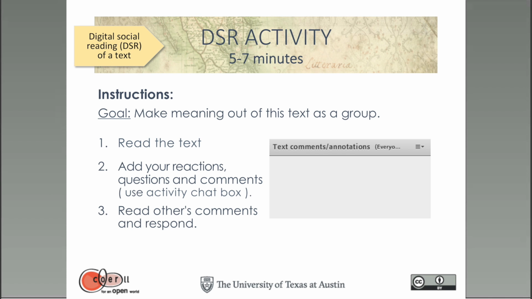So I'm going to now give you the instructions for the social reading that you're going to carry out. You can see on the bottom right of your screen a box that says text, comments, annotations. So the goal of this social reading is to make as much meaning out of the text that I'll show you as you can as a group. So I'm going to ask you to read the text, and in this sort of chat box, type in any reactions, questions, comments that you have, and read each other's input and respond when you have something to add. And I'll give you, I don't know, 5-7 minutes or so to do that, and then we'll come back together.